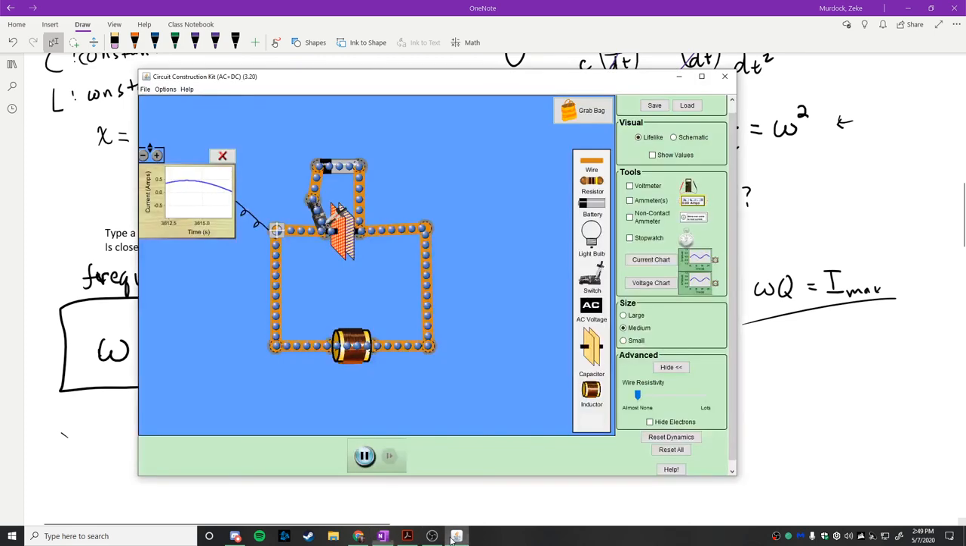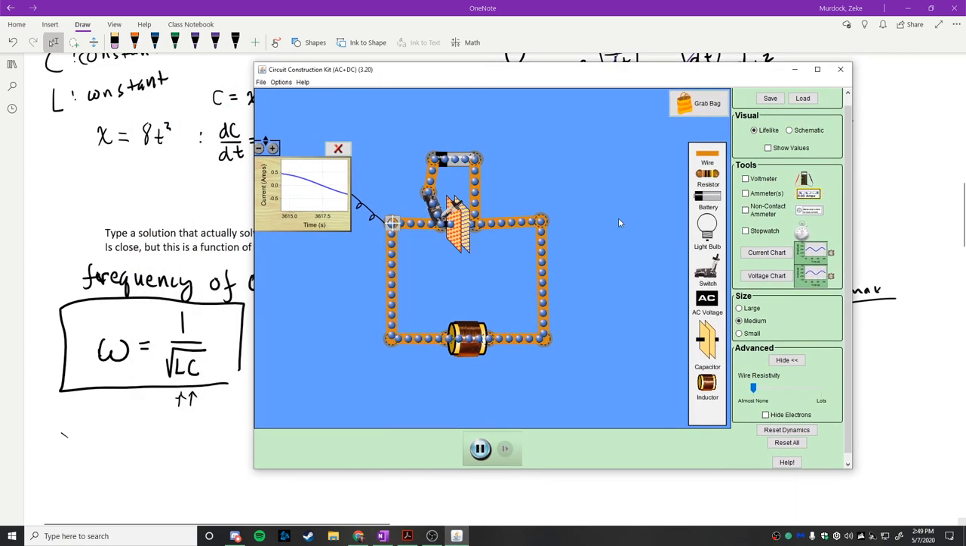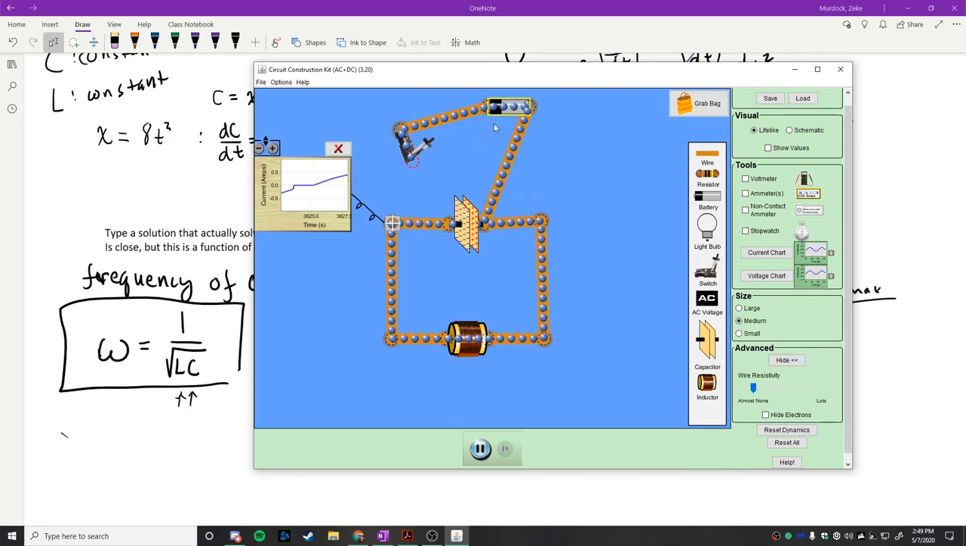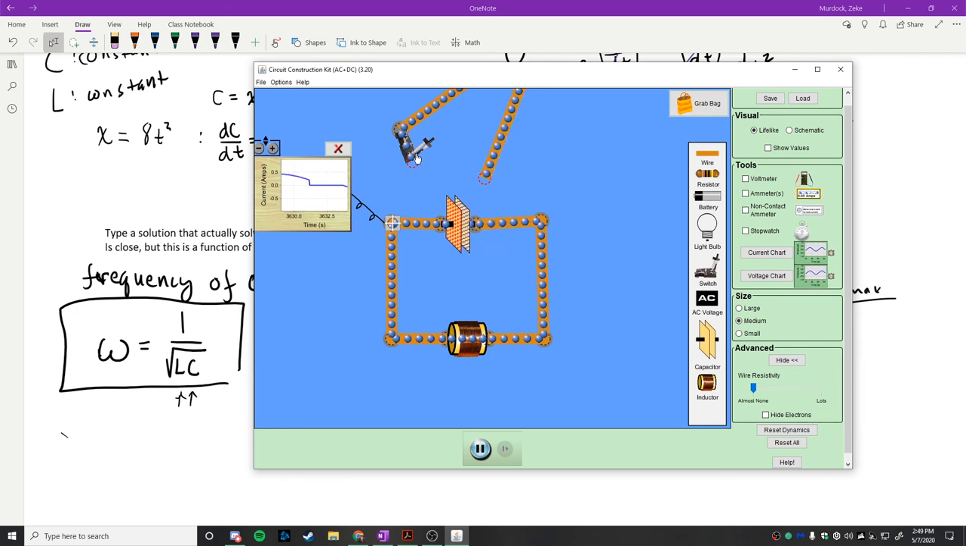So if we pull, where is it? This guy up. And now, here. Can I just, let's see. If I split this junction and then just reconnect it there, will that fix it? I just want to get these out of the way. Wait till it's fully charged. There we go.